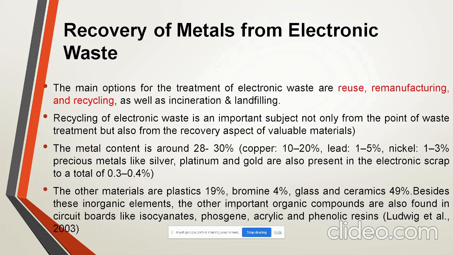The recycling of electronic waste is important, not only from the waste management point of view, but also for the recovery of valuable materials and metals from the e-waste, because the metal content is around 28 to 30%, and many other components are also present in it.